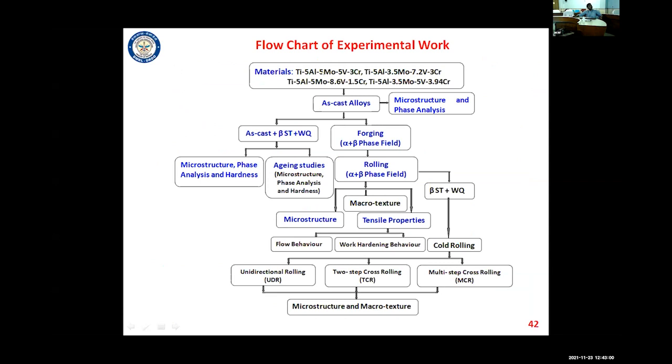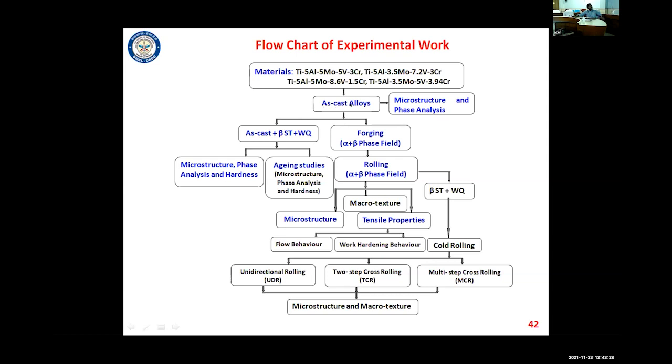Suppose in this we have 5 moly. I have reduced it to 3.5 moly, and vanadium is increased to 7.2 vanadium. In the third alloy, aluminum and moly I kept constant, and I changed the vanadium and chromium. In the fourth alloy, there is a change in the chromium and moly. Like this, I have designed these alloys from this alloy by keeping the molybdenum equivalent constant.